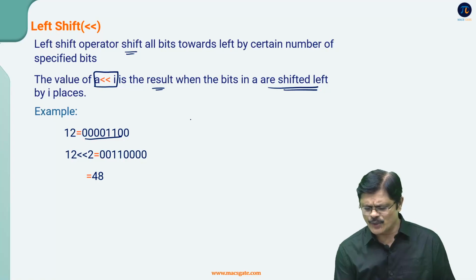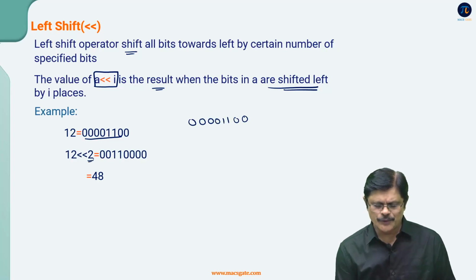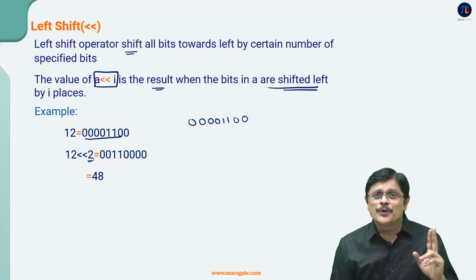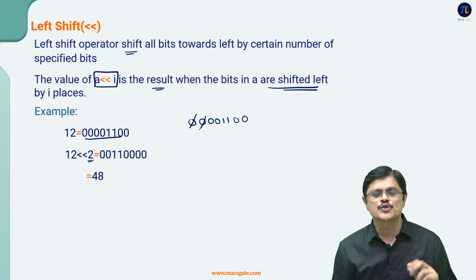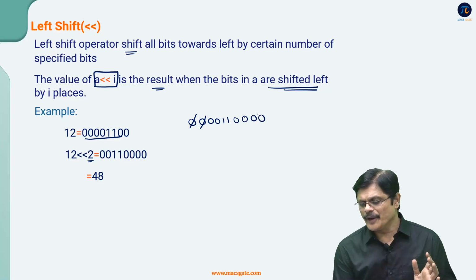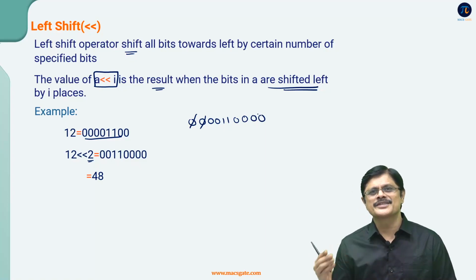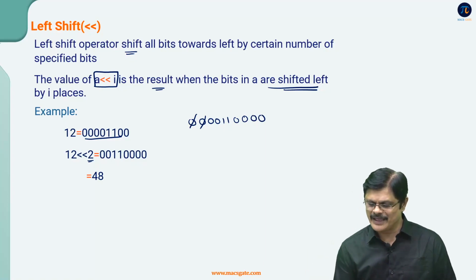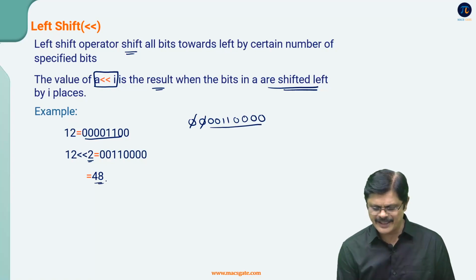Same story, 12 we are having 4 bits: 1 1 0 0. You left shift by 2 bits. So, the leftmost 2 bits are removed. We are going to add trailing zeros. Towards the end, we are going to add 2 zeros, and this is the answer, which is 48.